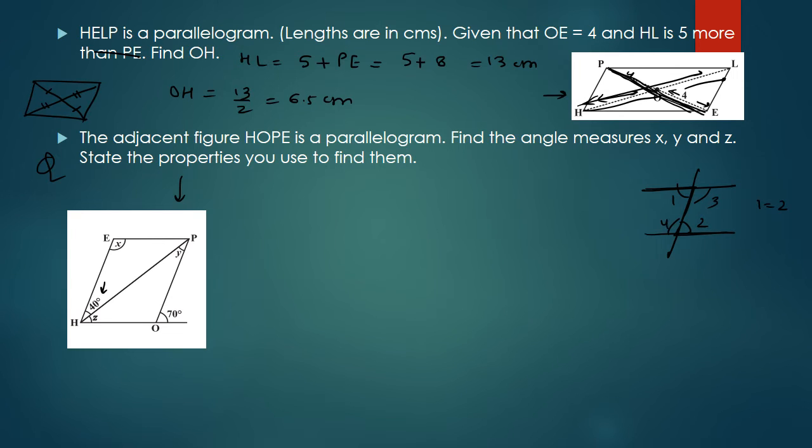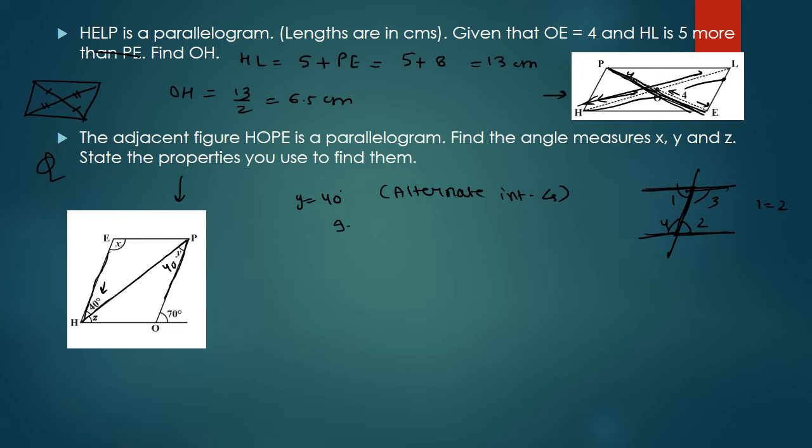Why? Because these are alternate interior angles. So similarly, see here, this is forming Z, right? So Y will be 40 degrees. Why? Alternate interior angles. Now Y is 40 in this triangle.